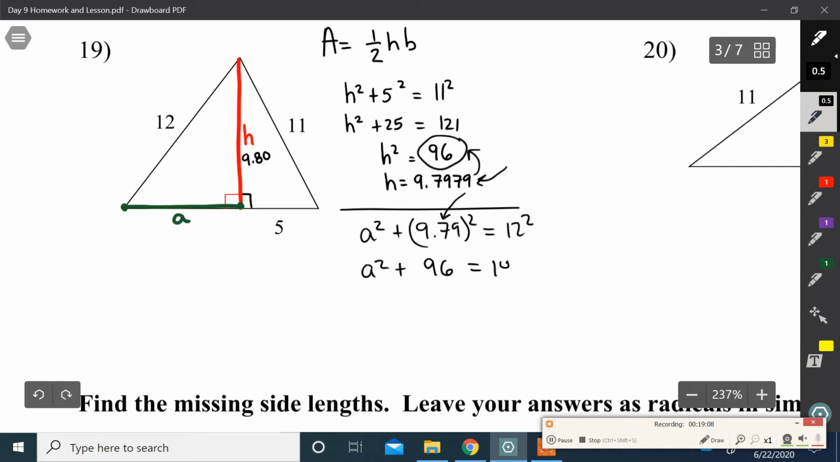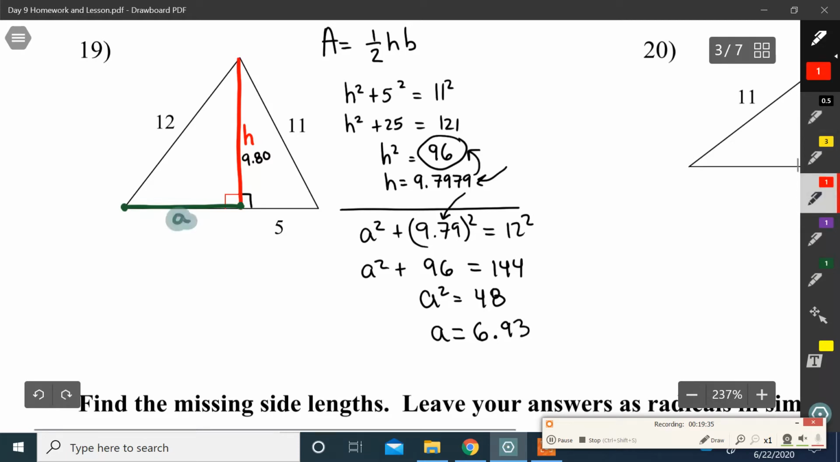And then 12 squared is 144. So now I'm going to do 144 minus 96. That's going to be A squared is equal to 48. And now I'm going to take the square root of 48. And that's going to give me 6.92. I'm going to say, just to round, 6.93. So I know that that A right there is now going to be 6.93. So I'm going to use everything that I know now.